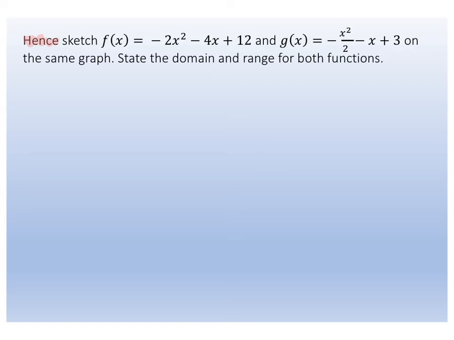f(x) or y equals minus 2x squared minus 4x plus 2. All right, I'm just going to quickly show you one of them. So let's have a look at what I need to do here. So f(x) equals minus 2x squared minus 4x plus 12. This time, I will take the minus 2 out.